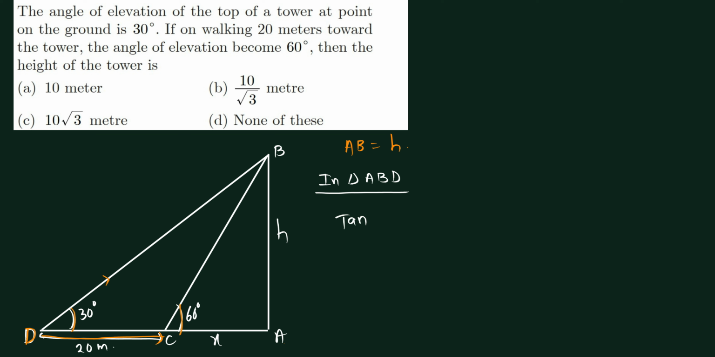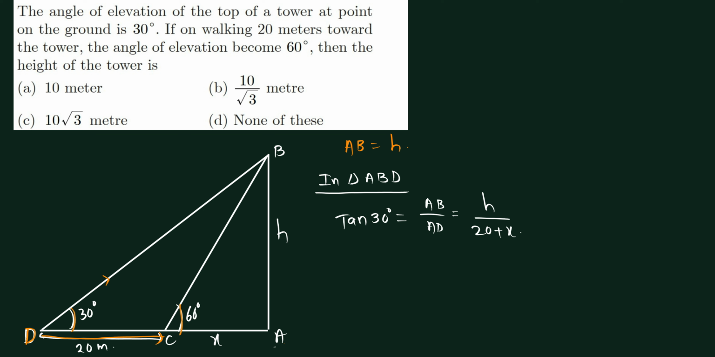In triangle ABD, tan 30 equal to H by, now you see up to AD. Tan 30 equal to AB by AD. What AB value we have? The height of the tower is H. What is the AD value? AD means 20 and X. You add it, so this will become 20 plus X.